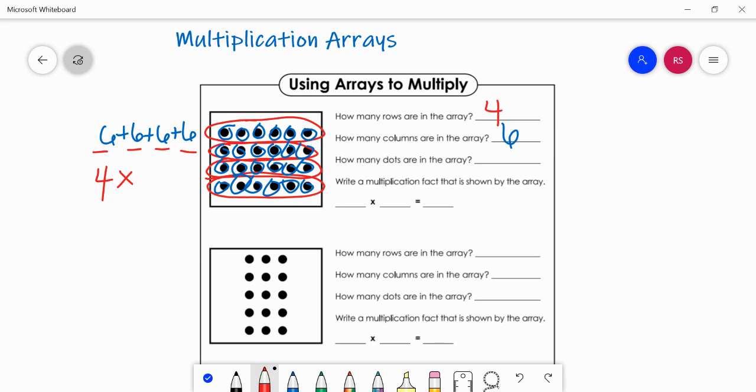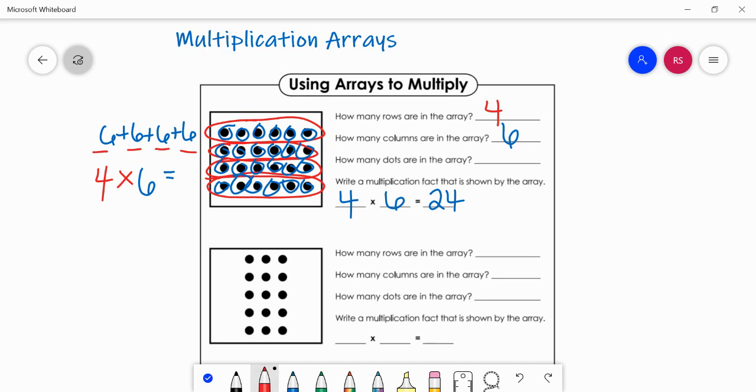6. Very good job. So 4 times 6 will give us the total number of dots in this array. Does anybody know what 4 times 6 is? 24. Awesome job if you knew that. 4 times 6 is 24. If you want to check your work, you can go back to that repeated addition.